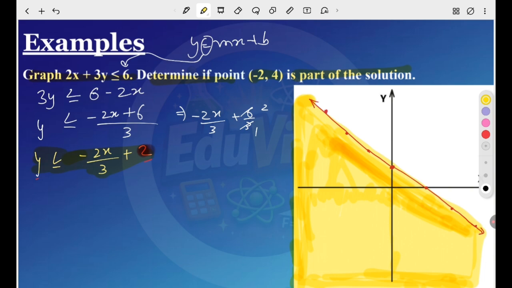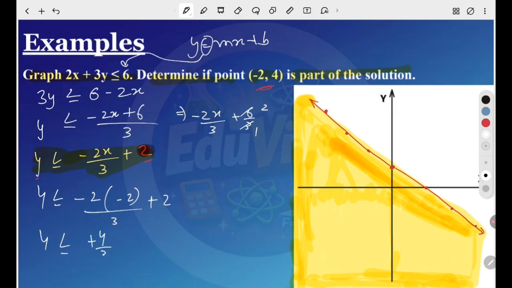So now you have to put this point into this equation and see whether this point lies on this graph or not. So now you have to put y is equal to 4 and x is equal to minus 2 upon 3 plus 2. So we get minus that, plus 4 by 3 plus 2, and you have to take the common denominator. So 3, 4 plus 6, so we get 10 by 3.